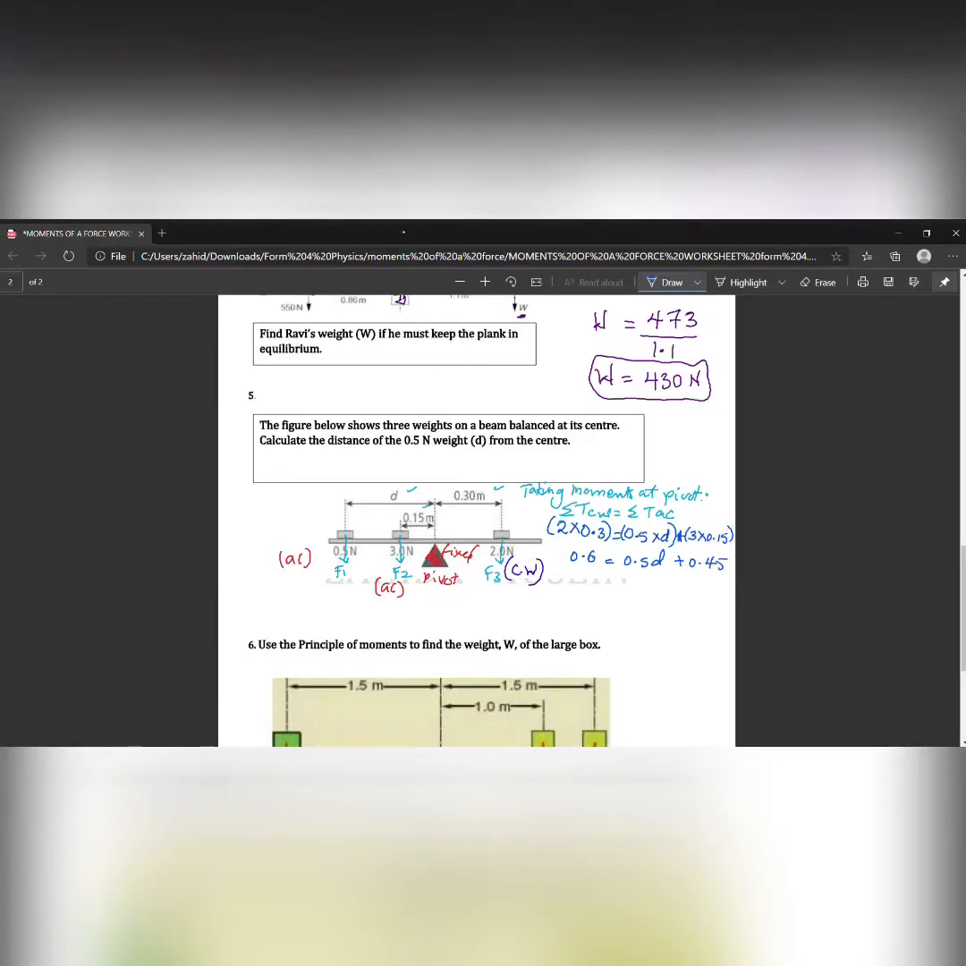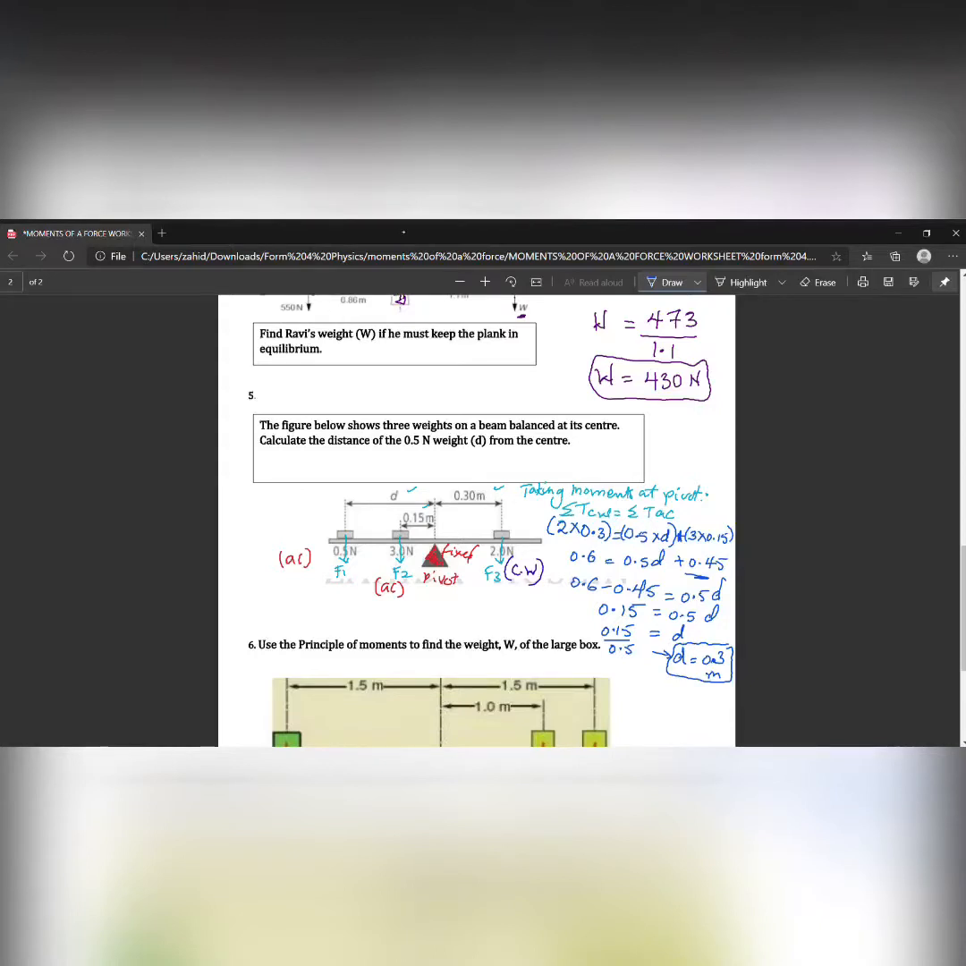And we transpose, of course: 0.60 minus 0.45, breaking it down so you can see it, 0.15 is equal to 0.5D, which of course we're trying to find. D is equal to 0.15 over 0.5, and we will get D as 0.3 meters. So D is actually 0.3 meters.